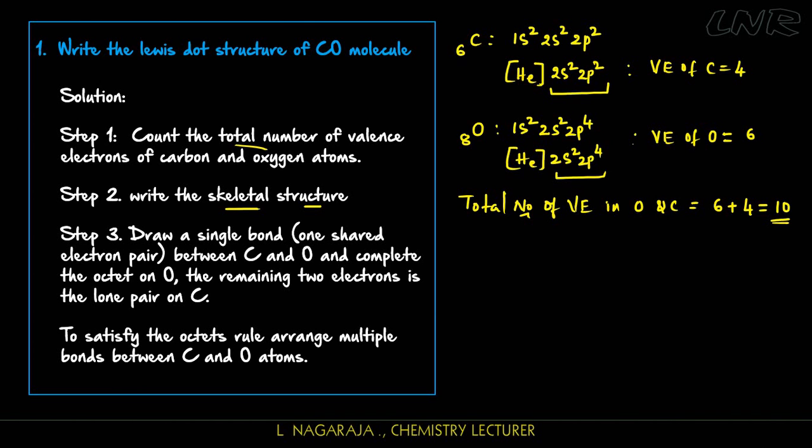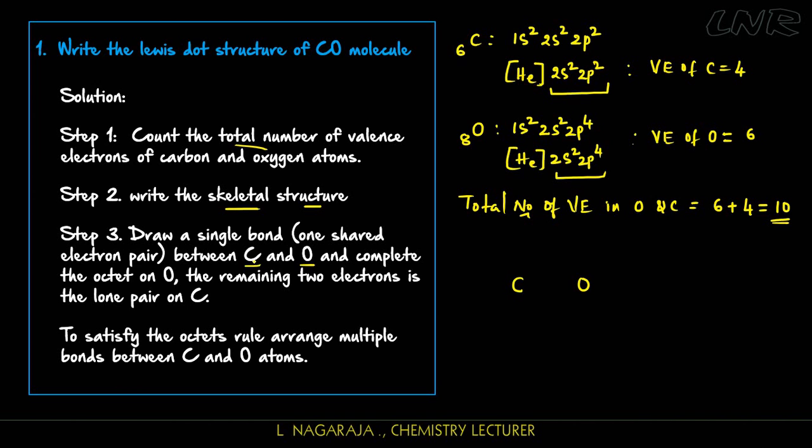So this carbon monoxide molecule contains two types of elements. One is carbon, another one is oxygen. The representation of the different elements present in the molecule is called the skeleton structure. And next, draw a pair of electrons or a single bond between the atoms.